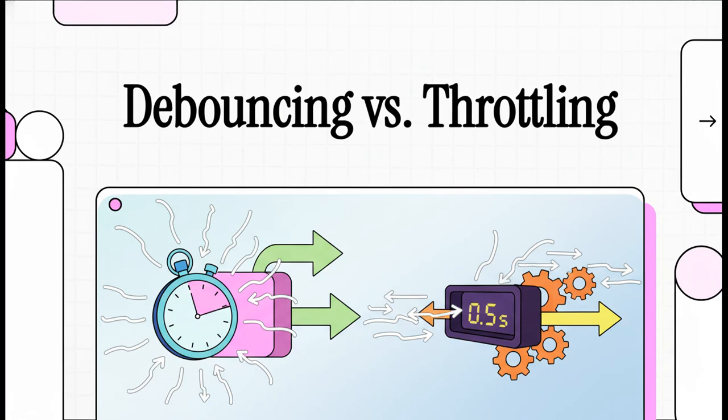All right, let's dive into two of the most powerful and, let's be honest, kind of confusing tools in a front-end developer's toolkit: debouncing and throttling. If you get these two concepts right, you can make your apps feel so much faster and smoother. So, let's break them down.